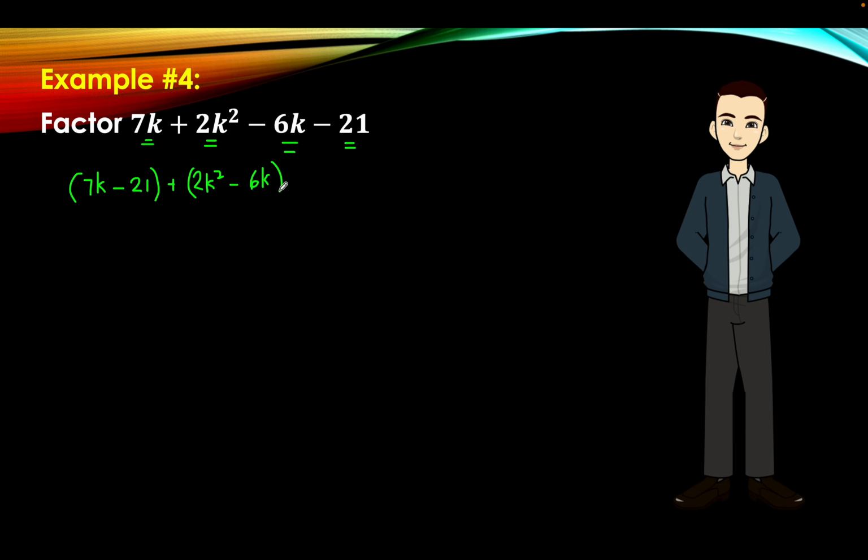Then, let's factor out the common factor in each group. So, in the quantity 7k minus 21, the GCF is 7. So, let's remove 7. And we have 7k divided by 7 is k. And negative 21 divided by 7 is negative 3. And let's do the same for the second group. The quantity 2k squared minus 6k, the GCF here is 2k. So let's remove 2k. And that leaves us 2k squared divided by 2k is k. And negative 6k divided by 2k is negative 3.